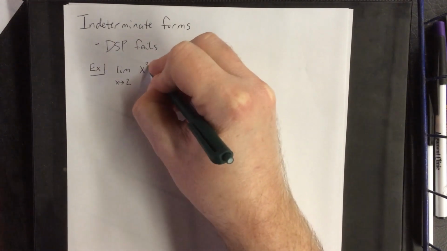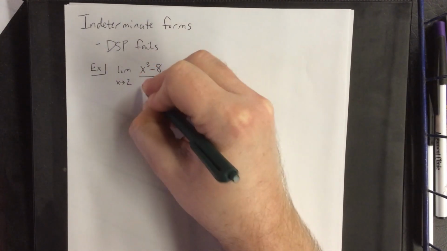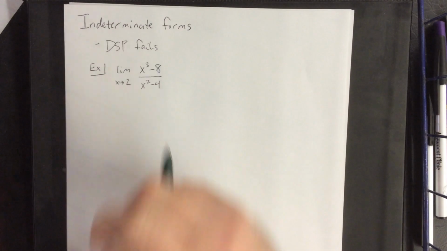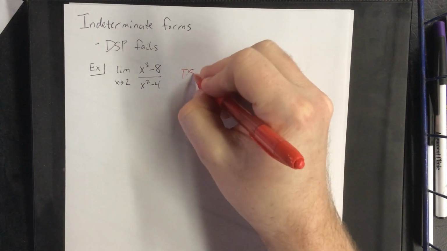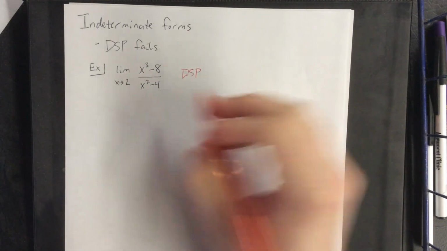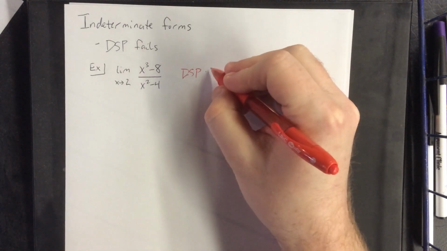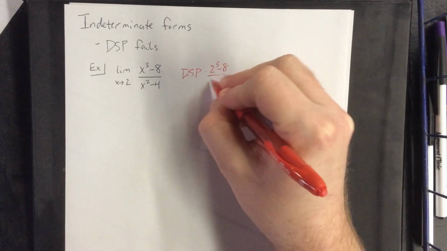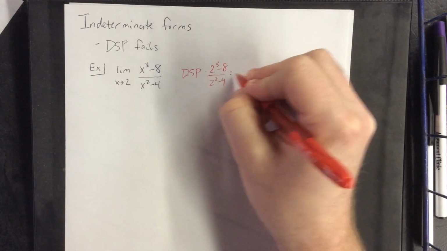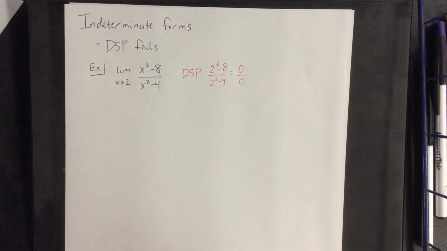An example of a time when the direct substitution property does not work would be the limit as x approaches 2 of x cubed minus 8 over x squared minus 4. If you attempt to use the direct substitution property on this, it says just go ahead and plug in the number that x is approaching. So if you plug in x equals 2, we would get 2 cubed minus 8 over 2 squared minus 4, and that would be 0 divided by 0.